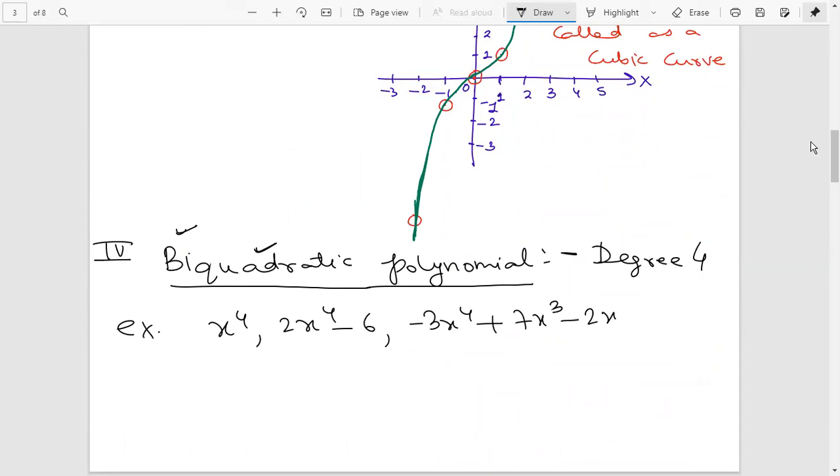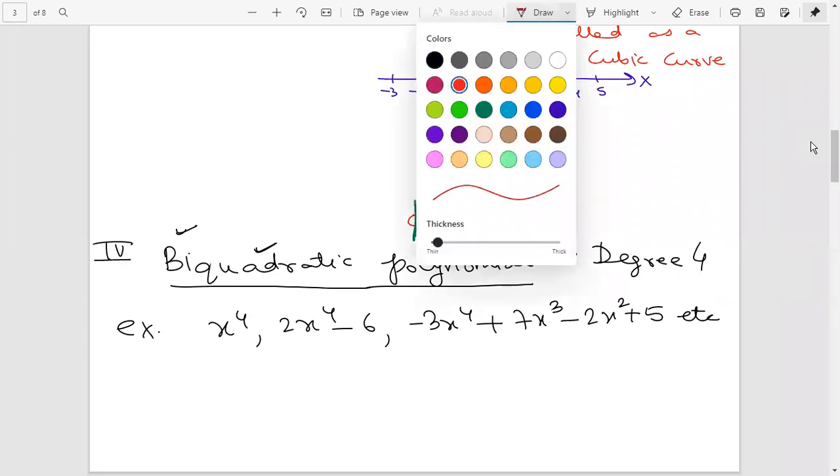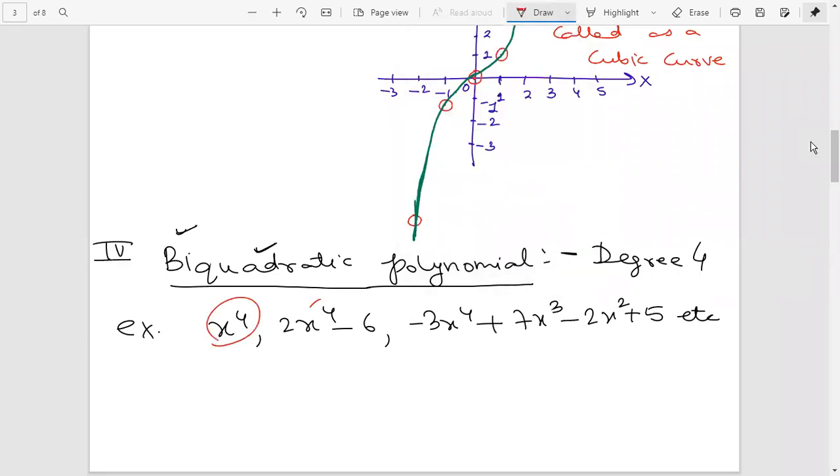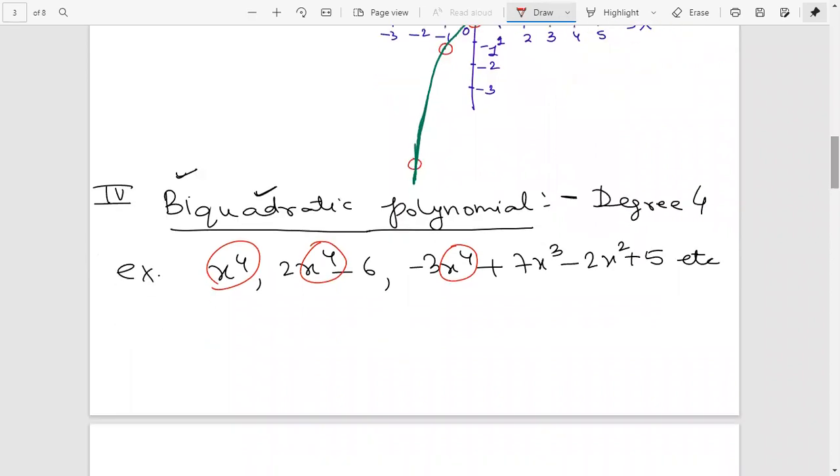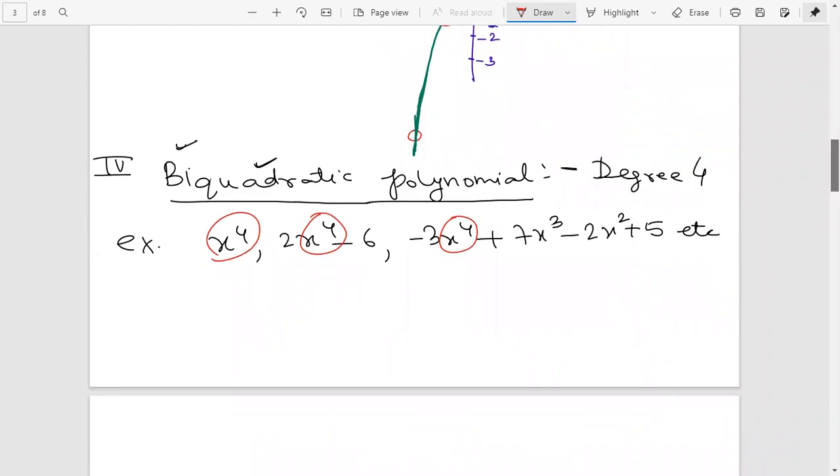Decreasing powers of x, square plus 5, etc. This is also a biquadratic polynomial because the maximum power of x is 4. Always focus on the maximum power of x. And the graph is not required. The graph will be a biquadratic curve, and it is not required.